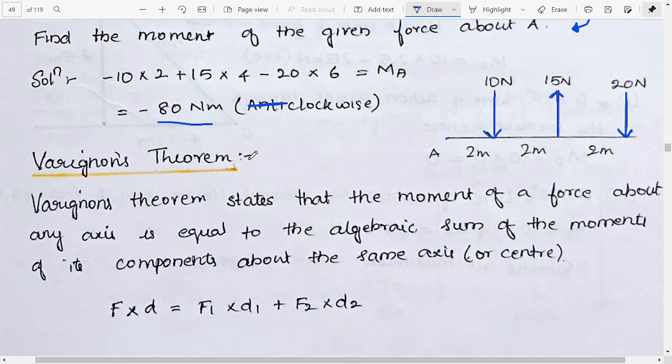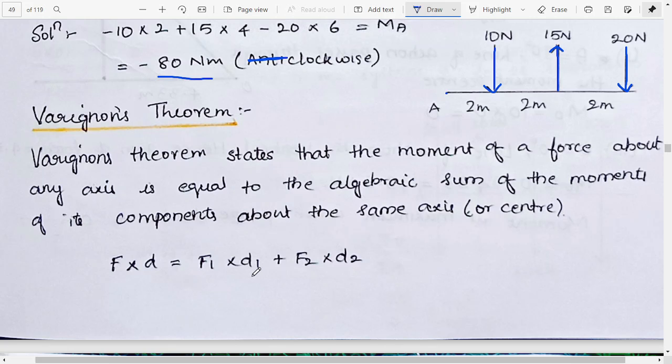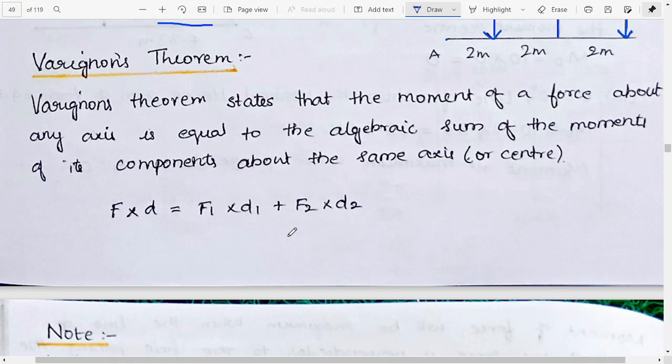Now let us talk about Varignon's theorem. Varignon's theorem states that the moment of force about any axis is equal to the algebraic sum of the moments of its components about the same axis. We have already dealt with this in the earlier cases, but in this case we should understand that there will be a force for the resultant also. If you take the resultant of all the forces and multiply it by the perpendicular distance, it will be equal to the algebraic sum of the individual forces and distances.